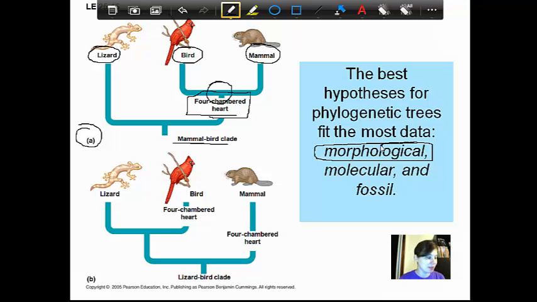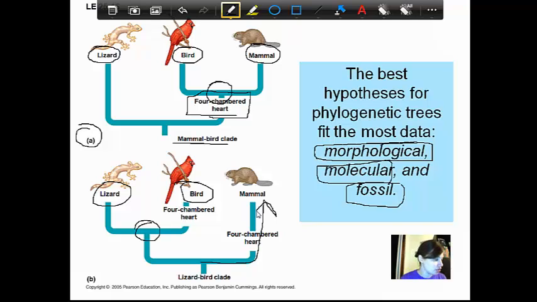However, when we look at the molecular and the fossil evidence, what we see is that lizards and birds are actually more closely related. They share a more recent common ancestor, and mammals branched off a lot earlier. So actually what our clade should be is a lizard-bird clade. They are more closely related to each other than to the mammal. So the molecular and fossil evidence outweigh the morphological, that four-chambered heart idea.